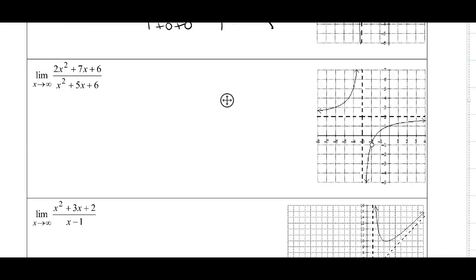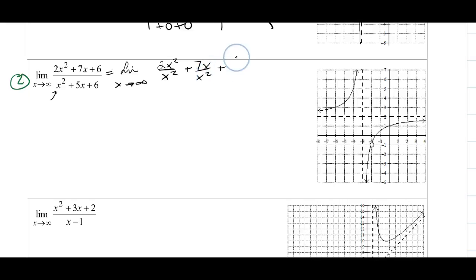Let's check number 2, call this one number 2. Our highest power of x in the denominator is x squared. So I'm going to first rewrite my limit, dividing everything by x squared. 2x squared over x squared plus 7x over x squared plus 6 over x squared, over x squared over x squared plus 5x over x squared plus 6 over x squared.